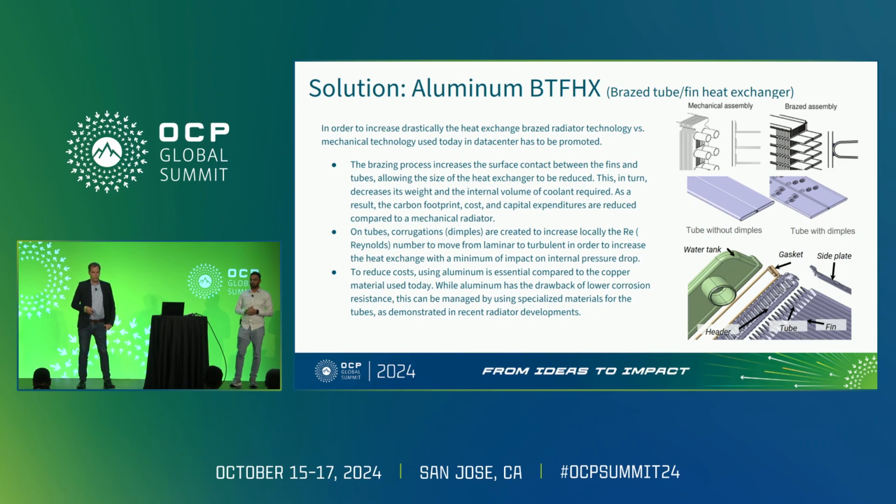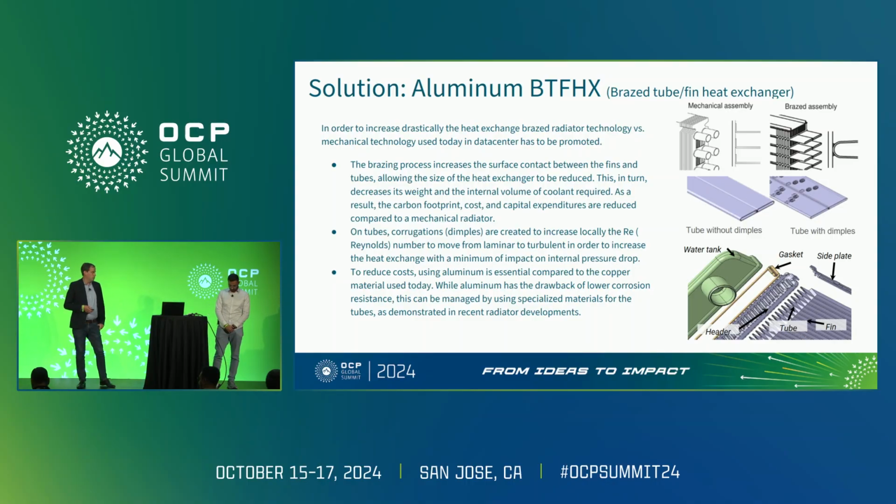So thanks to the brazed technology, you see here some pictures about the differences between mechanical assembly and brazed assembly. Through the brazed assembly, you have a perfect contact between the fins and the tubes, which is absolutely not the case today on the mechanical assembly. This is a radiator mainly used today in data center applications. It's really important to have in mind that the heart of the heat exchange in a brazed radiator is linked to this technology factor.